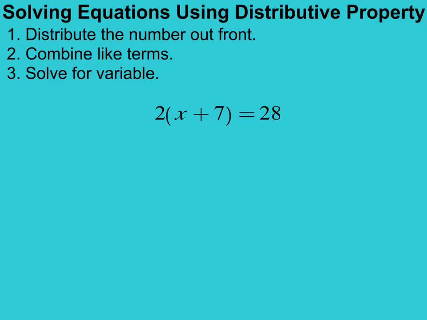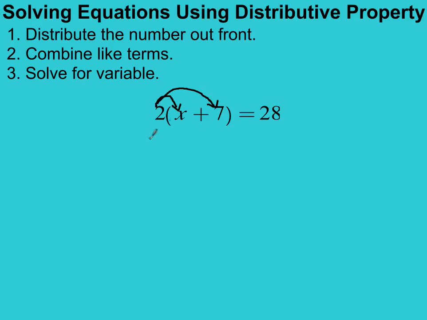Now, whenever we're solving equations using the distributive property, we have a few steps that we have to follow. The first is we have to distribute the number out front. So remember, whenever you see a set of parentheses, there's really a number out front. If there's not a number there, it's an imaginary 1. But in this case, we have a 2 out front. That means we're going to distribute the 2 to everything that's inside the parentheses. We don't have to distribute the 2 to the 28 on the other side because it's not in the parentheses. The only thing that we're distributing by 2 is the stuff inside.